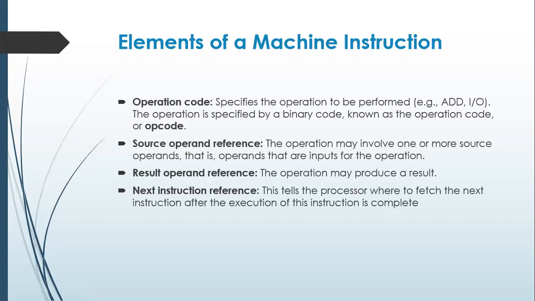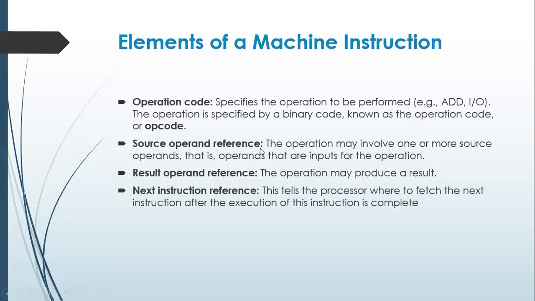So let's talk about the elements of a machine instruction. First element is the operation code. This operation code specifies the operation to be performed, and this code is specified by a binary code, or we can call it opcode, as we have seen in the last lecture when we talked about the format of an instruction. First part is for your opcode and the remaining part is for your addresses.